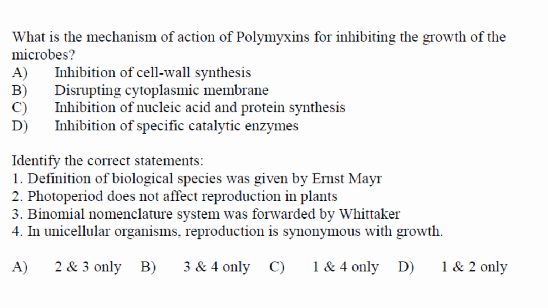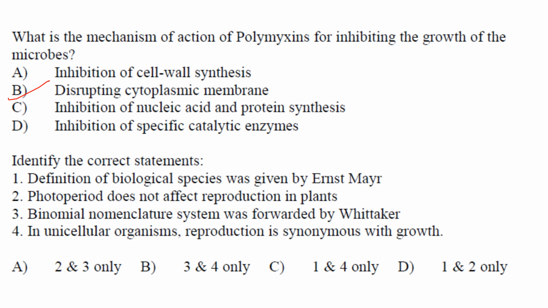The next one. Which of the following is the mechanism of action of polymyxins for inhibiting the growth of microbes? So polymyxins disrupt cytoplasmic membranes. Answer is option B. Then identify the correct statements.